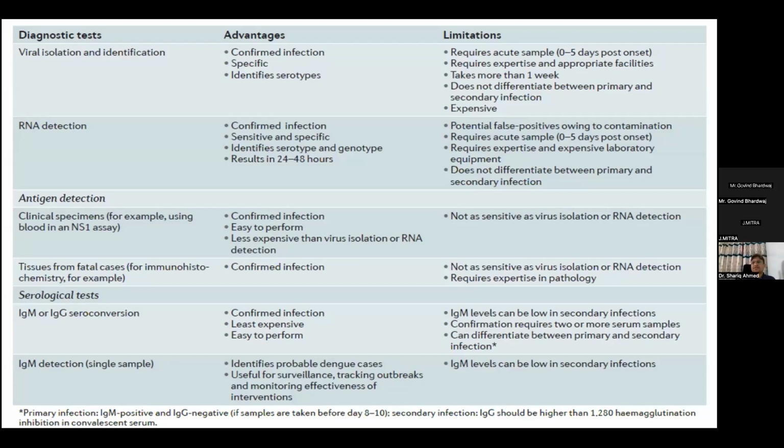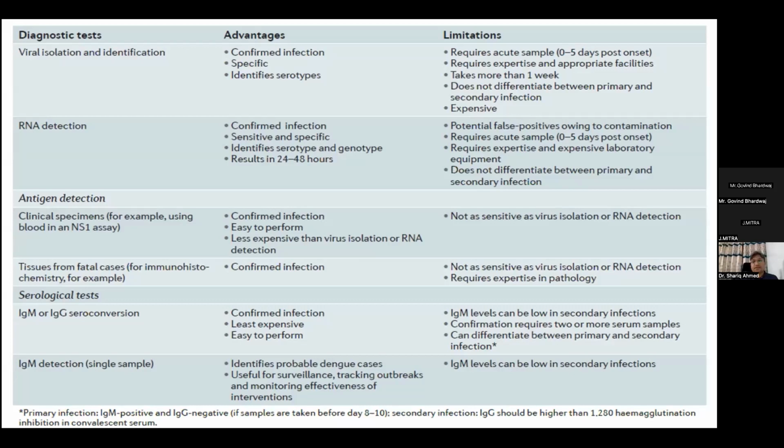Then RNA detection. Now the rapid RT-PCR tests and the PCR tests are available, so we can give results in 24 to 48 hours. It is very specific, the new gold standard, but it requires a very expensive laboratory, and there is a time difference. Like, we cannot detect it till 5 days.